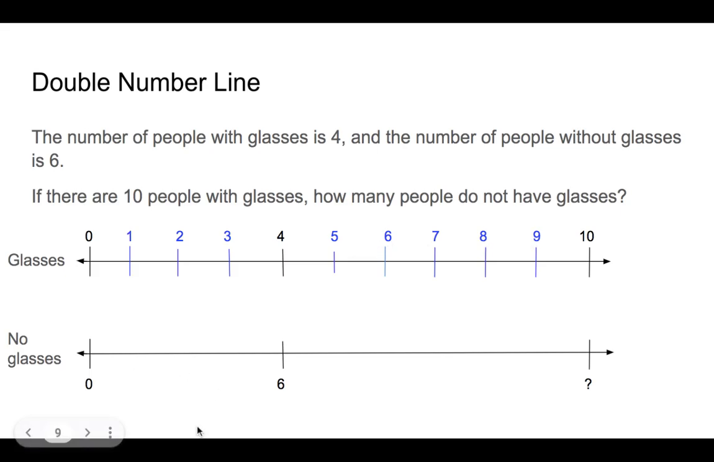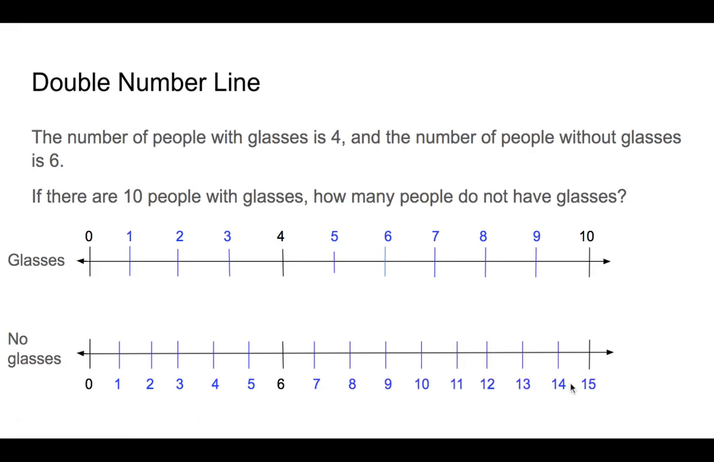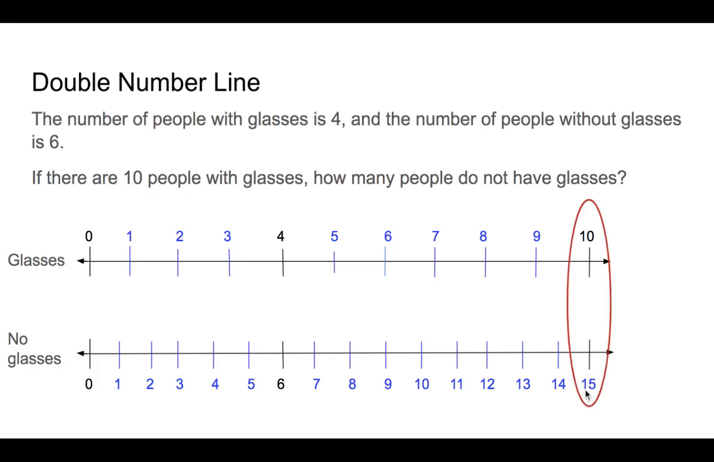I'm going to do the same thing with the second number line. Notice that these increments are shorter than the top because the distance from 0 to 6 has 5 of them. So we have 0, 1, 2, 3, 4, and 5. And then from 6 to my unknown, I put in my numbers and I have 7, 8, 9, 10, 11, 12, 13, 14, and 15 lines up with 10. Therefore, 15 people do not have glasses when 10 do have glasses. So there are 15 people who do not have glasses.